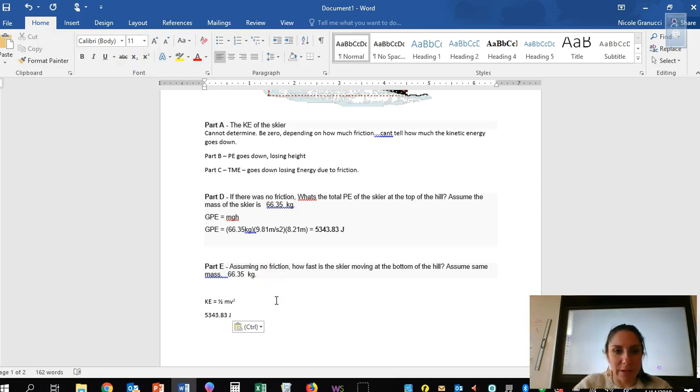So all of the energy that we had at the top is equal to the bottom, and we do 1/2, and then the m is 66.35 with this question, and you're solving for v squared. So I'm just going to solve for v squared, so it's going to be times 2 divided by mass, and then I'm square rooting the answer. 12.69 meters per second is the velocity at the bottom. Just like that.